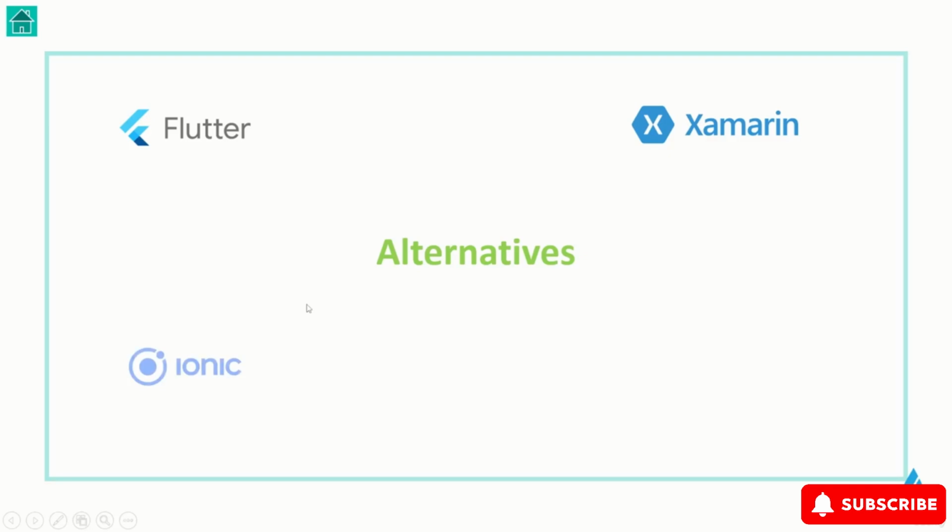Then we have Ionic. Ionic is an open source framework to build hybrid mobile applications using web technologies such as HTML, CSS, and JavaScript. It enables developers to build mobile applications that run on both iOS and Android.